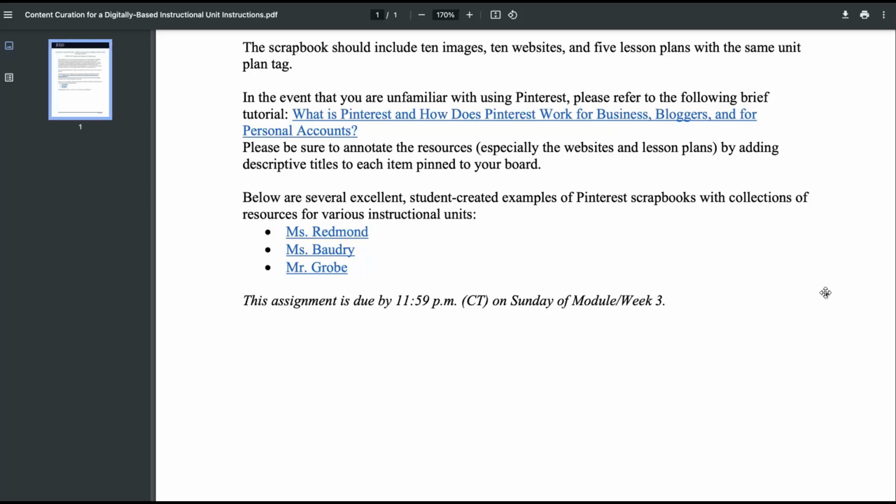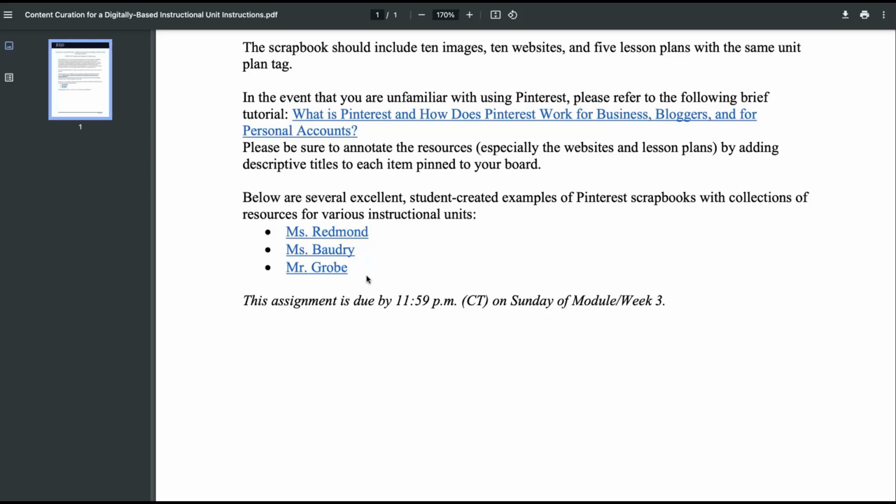Just in case you're unfamiliar with Pinterest, please refer to the following brief tutorial: What is Pinterest and how does Pinterest work for business, bloggers, and for personal accounts? Please be sure that you annotate your resources, especially the websites and lesson plans, by adding descriptive titles to each item pinned to your board. Please also take advantage of these exemplars provided by past students so that you can have a wonderful example of how your scrapbook ultimately can look.